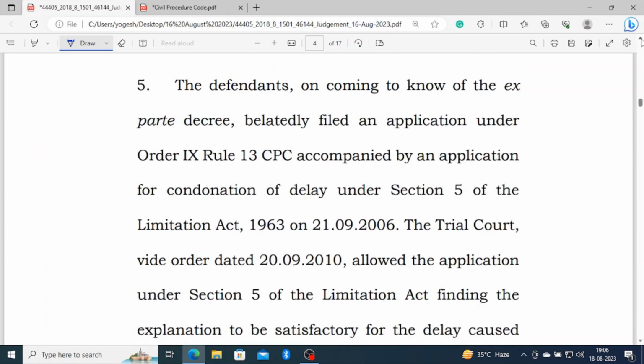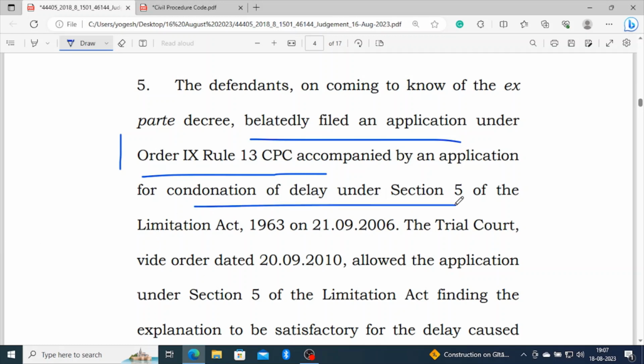When the defendant came to know that an ex parte decree was passed against them, they belatedly filed an application under Order 9 Rule 13 CPC. This Order 9 Rule 13 CPC says about the setting aside of the ex parte order. If an ex parte order was passed, an application can be made under this provision for setting aside the ex parte order, along with the grounds for not appearing on that day. Apart from this, there was a condonation of delay under Section 5 of the Limitation Act. So an application was also filed under Section 5 of the Limitation Act for the delay.